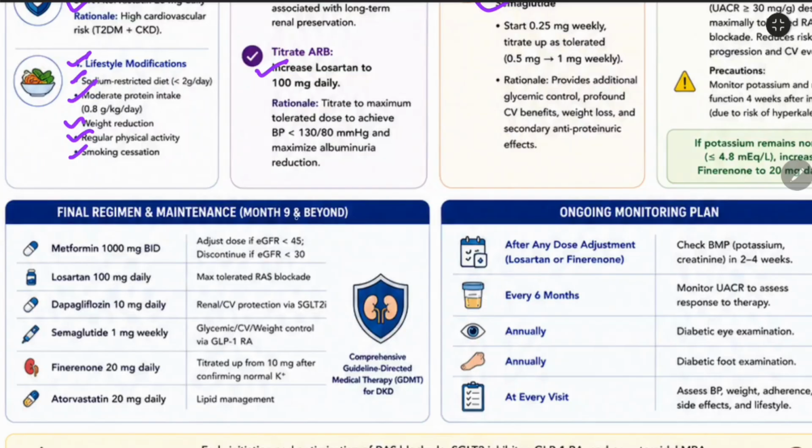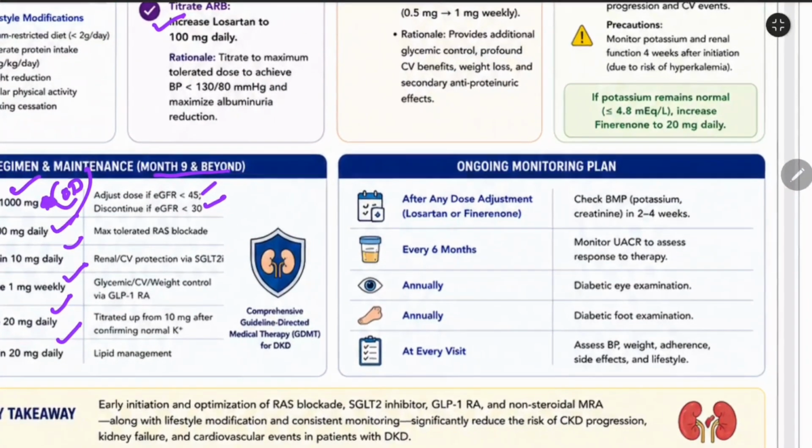Final regimen, maintenance dose after 9 months: metformin 1 gram, not BD, it is OD. Okay, mistake, it is OD. Metformin 1 gram OD, losartan 100 mg daily, dapagliflozin 10 mg daily, semaglutide 1 mg weekly, finerenone 20 mg daily, atorvastatin 20 mg daily. Adjust the dose if eGFR is less than 45. Discontinue if eGFR is less than what? For metformin, that is the thing.